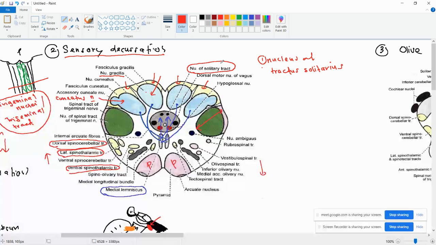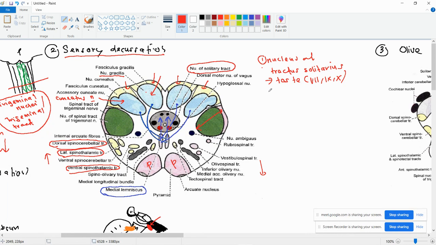Okay, class. You will learn in detail when we talk about cranial nerves. But for the time being, you should know that the nucleus of tractus solitarius is very important because it carries sensation regarding taste. Okay, from where? From cranial nerve number 7, cranial nerve number 9, and cranial nerve number 10. So these are what we call the nucleus of tractus solitarius.